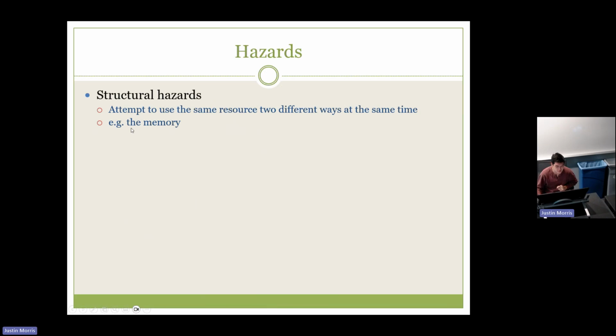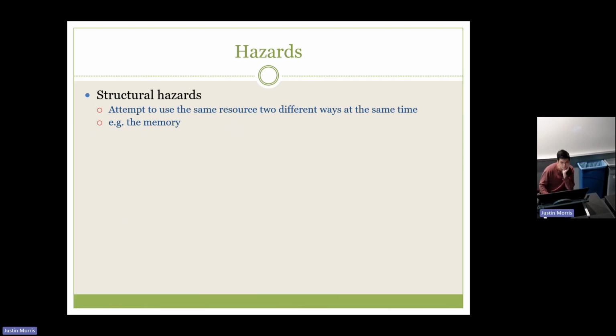So structural hazards. This is a hazard that occurs when you attempt to use the same resource by two different stages at the same time. An example of this would be if you had a unified memory. In all of our data paths so far, we've seen instruction memory and data memory as separate entities. But if you had it unified together, then in instruction fetch and in the memory stage, you would be conflicting for the use of the memory.